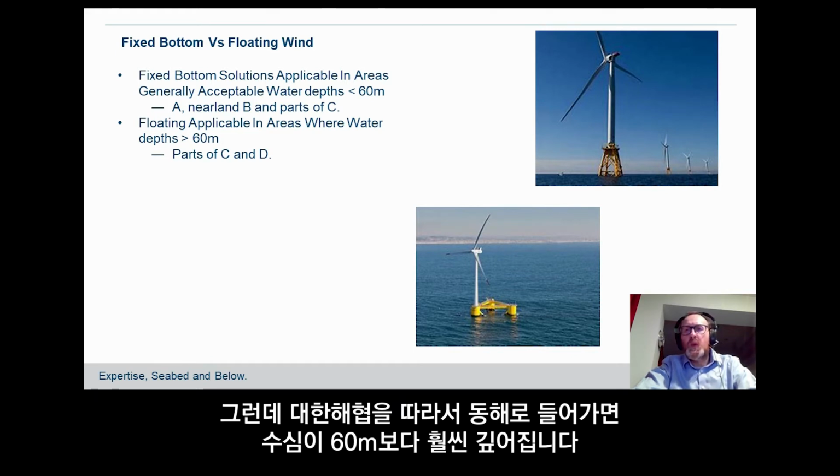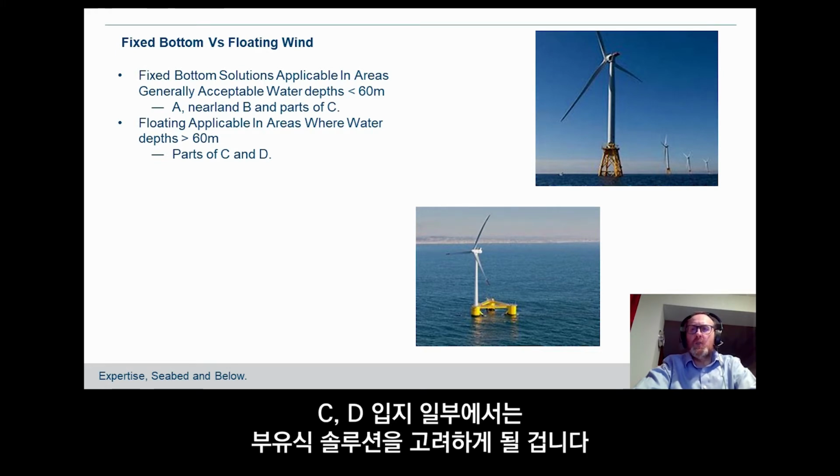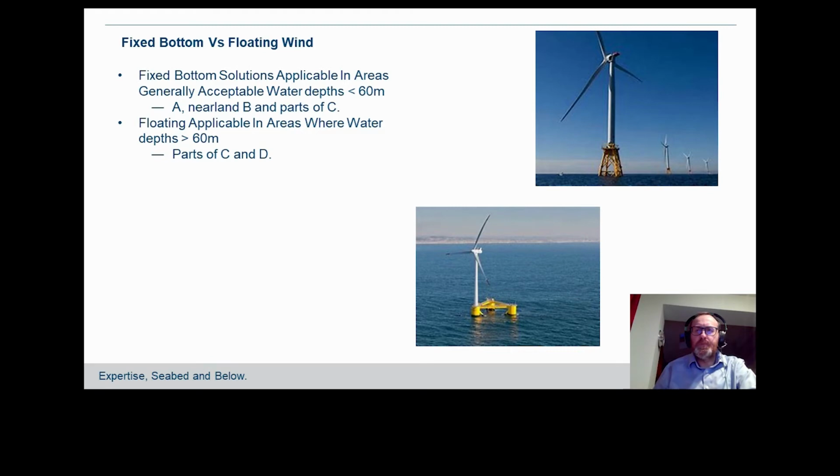However, when you move along the Korean Strait and then into the Eastern Sea, the water depths get much greater than 60 meters. Then floating wind farms become probably the only viable solution, and that is the sort of solution that you probably look at for parts of C and also D.